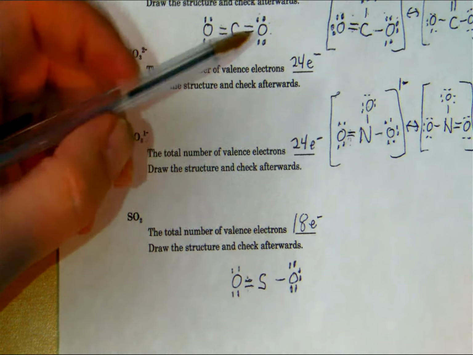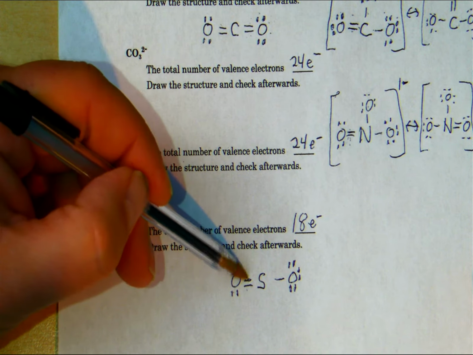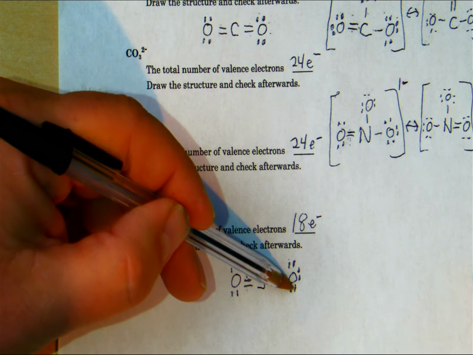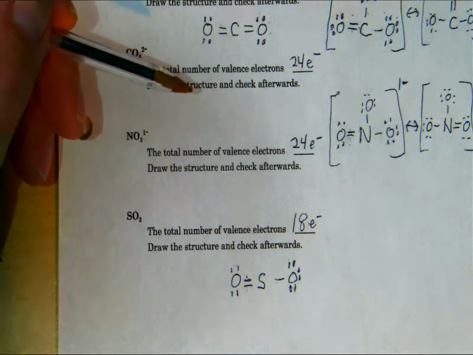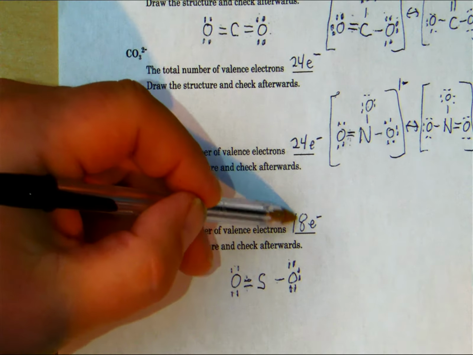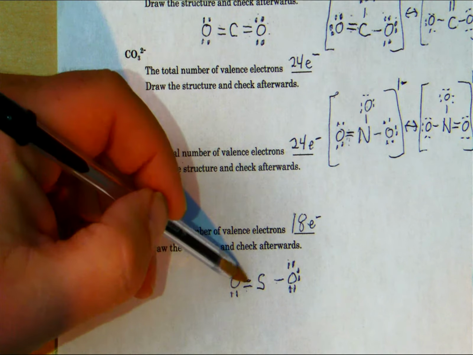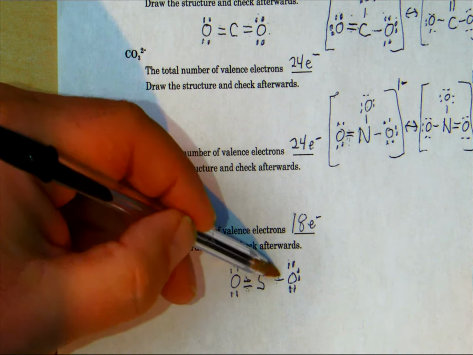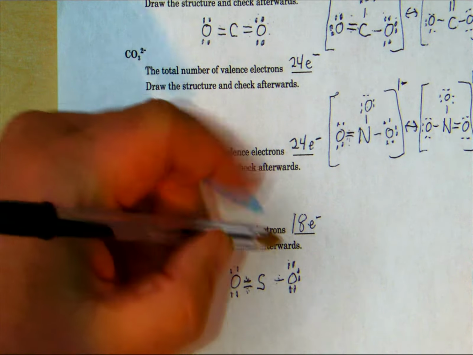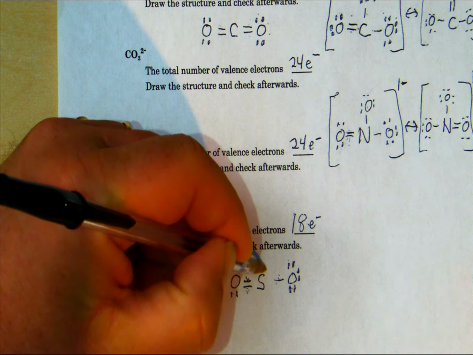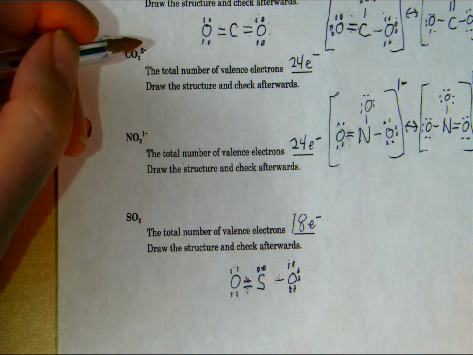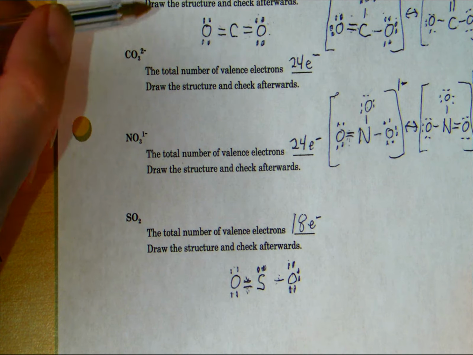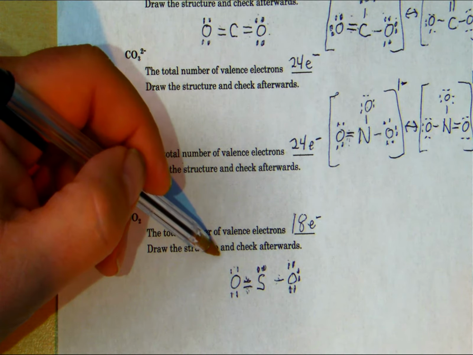So what's my total right now? 2, 4, 6, 8, 10, 12, 14, 16. I still have 2 electrons that I need to put someplace, and the sulfur only has 6 electrons surrounding it. So 17, 18. Here is the way I would write SO2.